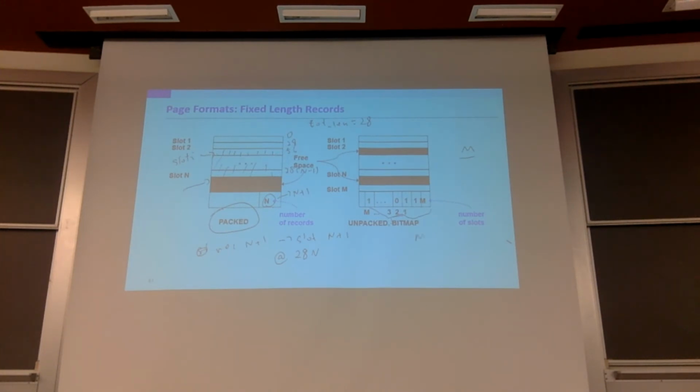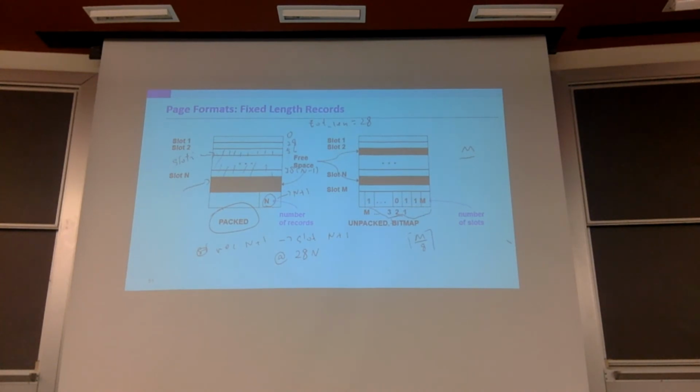That's m divided by 8, right? And take the ceiling of that. So that's the number of bytes you need, because each byte has 8 bits, and each one can encode whether a slot has a record or not.